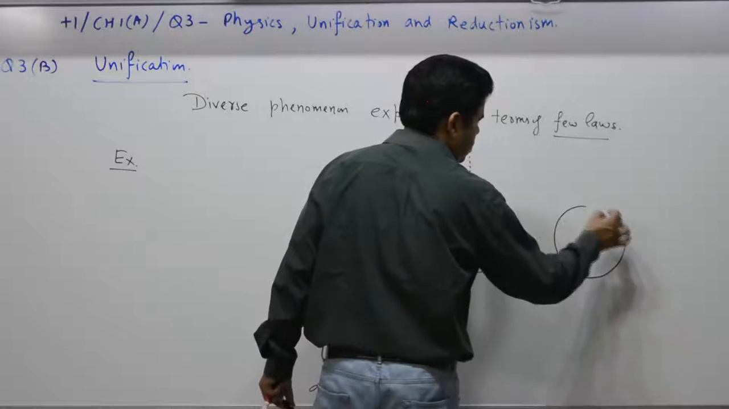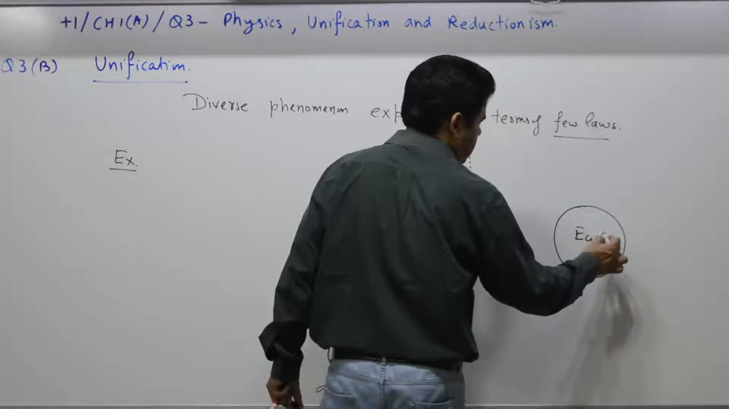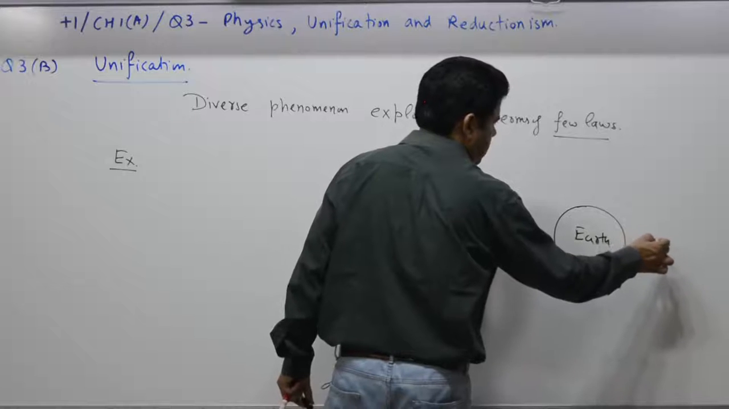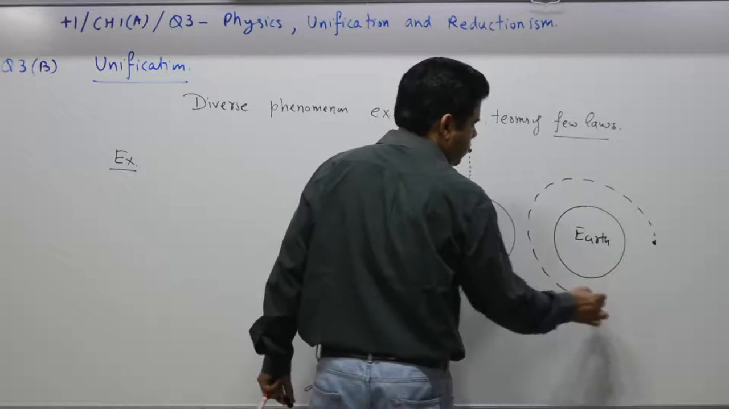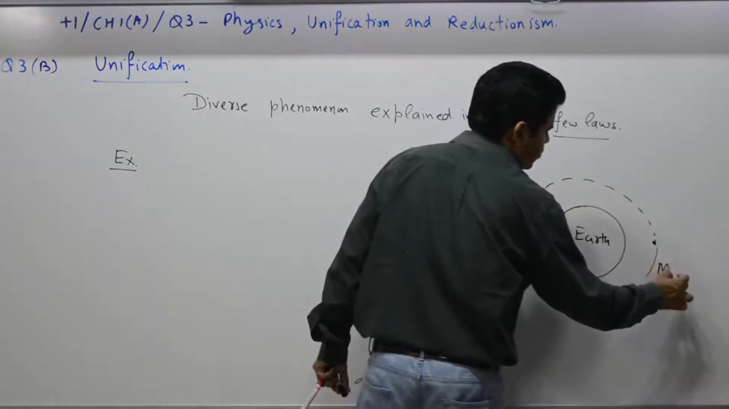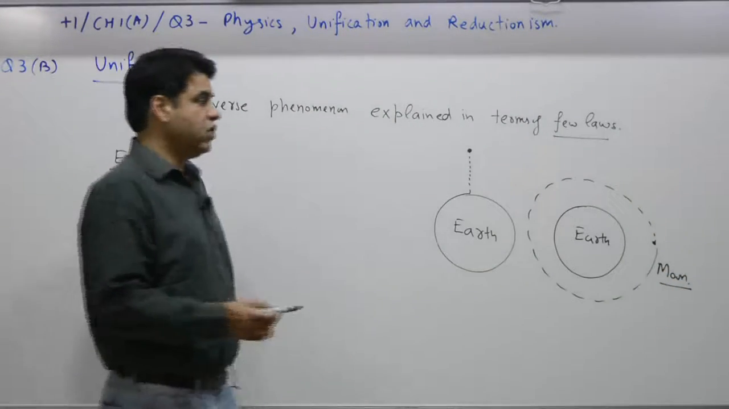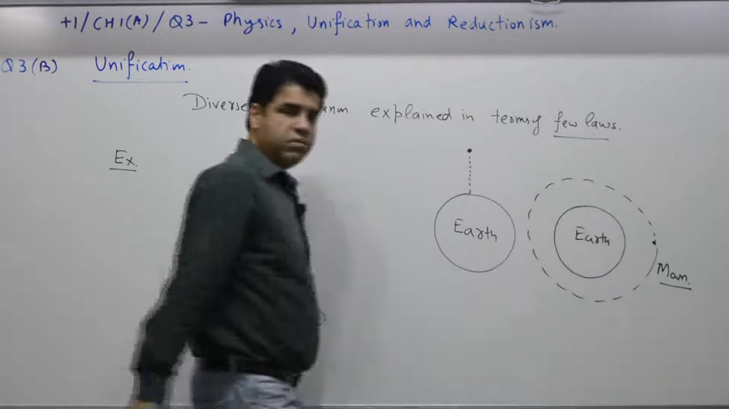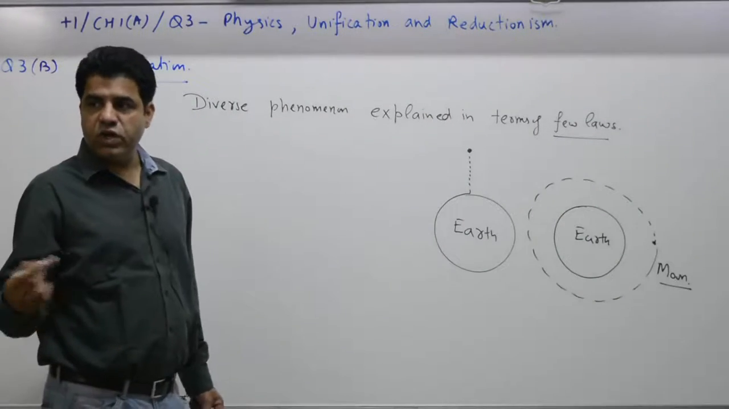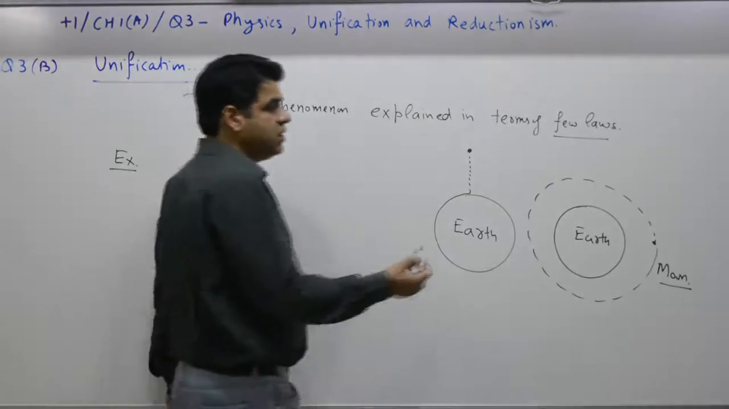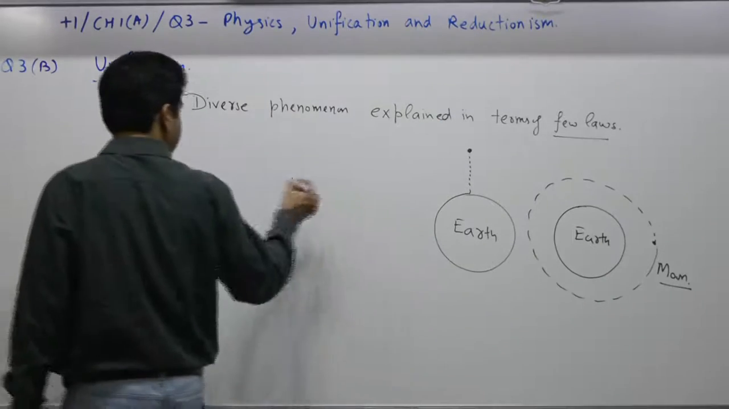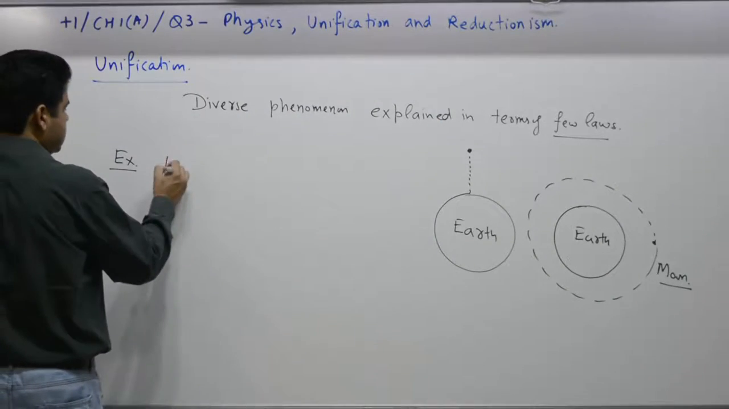Two, Earth and Moon. Moon moves around Earth. You explain the motion of Moon around Earth by what force? Yes, force of gravity. So you explain two different phenomena.